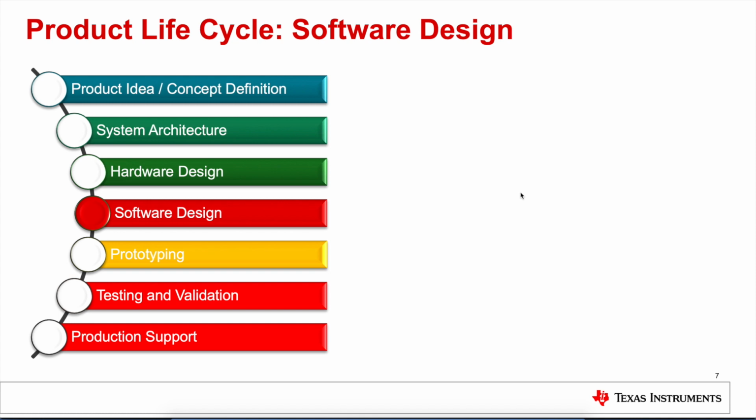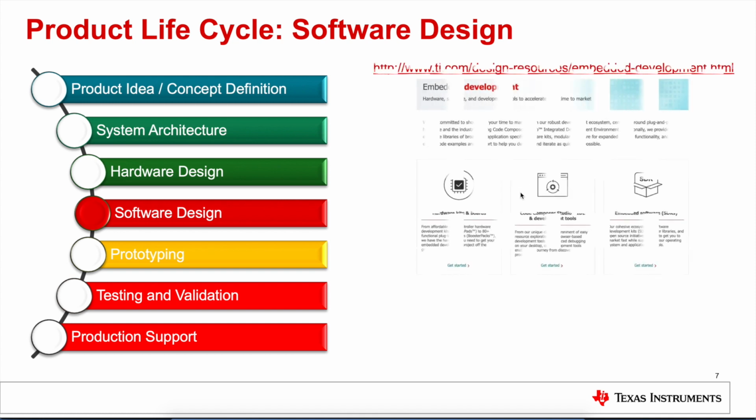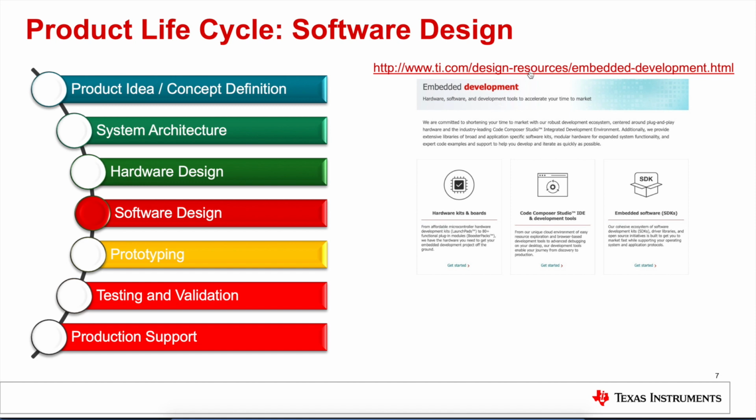Next, we are going to talk about the software design. If your hardware involves software also, where do you look for the relevant software on TI.com? This is the link you may need to go through. If you go inside this link, you will find three categories: hardware kits and boards, Code Composer Studio and other development tools, and embedded software. For any software design, you need these three.